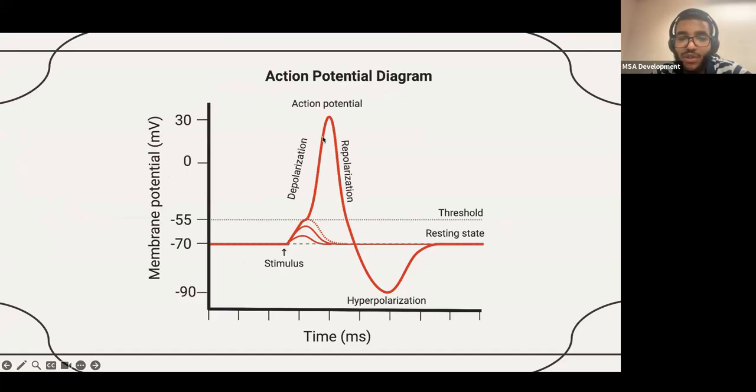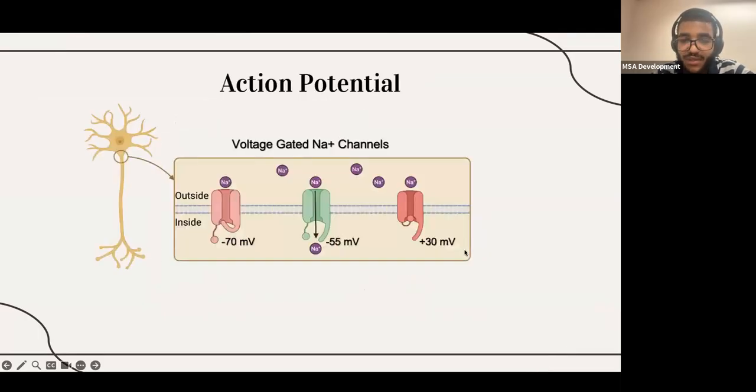This is the first phase we call depolarization, and you can see the membrane potential jumps from -55 to 30, and then we have the second phase, which is repolarization. So the cell goes back to resting membrane potential, and then once it gets back to resting membrane potential, we have the third phase, which is hyperpolarization, in which the cell goes even lower than resting membrane potential, down to -90, and then it goes up again to the resting state. So let's see exactly what happens in the cell.